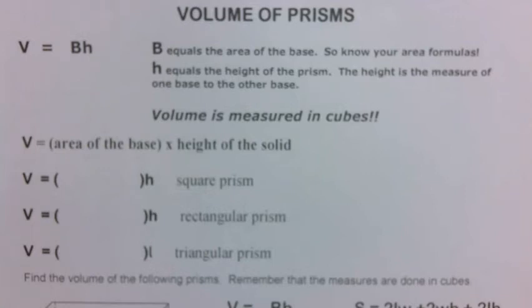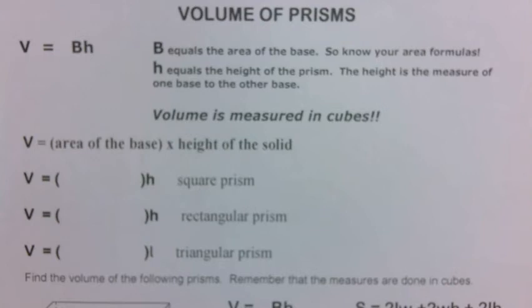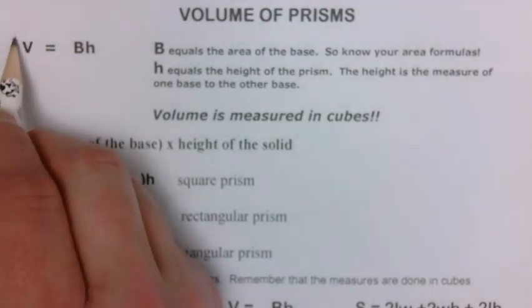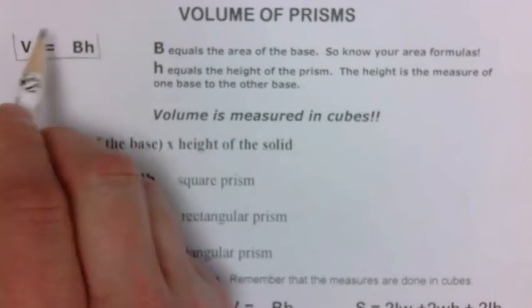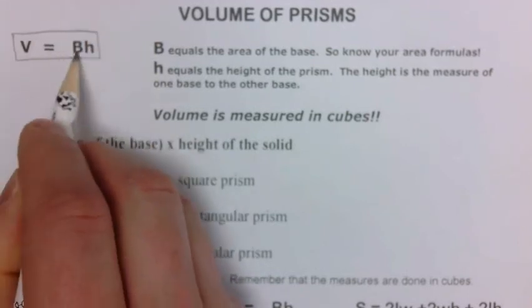In the next part of our lesson, we're going to look at the volume of prisms. Okay, surface area in the first part of the lesson dealt with the outside surfaces of the solid. Volume of a solid is going to deal with how much space is on the inside of the solid. And in order to help us calculate the volume of a prism, we're going to use this equation right here. V equals capital B times H.